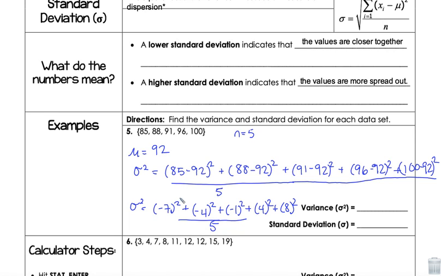Calculate that out. Make sure you square all of these before you add them together. And you should get 29.2. Then to find the standard deviation, you just square root it. Since variance is sigma squared, standard deviation is just sigma. We'll get 5.4.